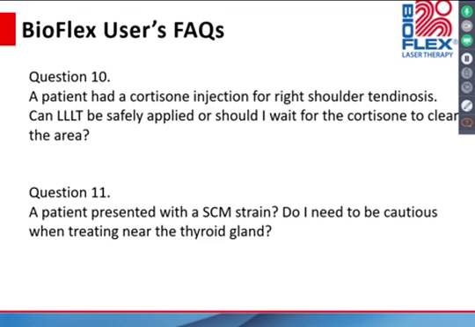Patient presented with SCM strain. Do I need to be cautious when treating near the thyroid gland? Again, I don't think I really mentioned that in the CIs by Physiotherapy Canada, but you do need to be careful treating over the thyroid gland because we don't know the direct effects. We do know that it can potentially increase the metabolism of the gland, and therefore you do need to be careful when you're treating the SCM or anterior scaleni or anterior neck musculatures.